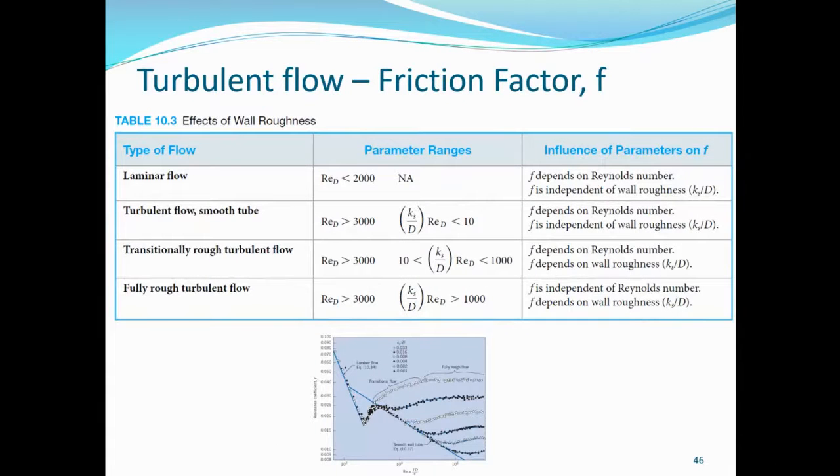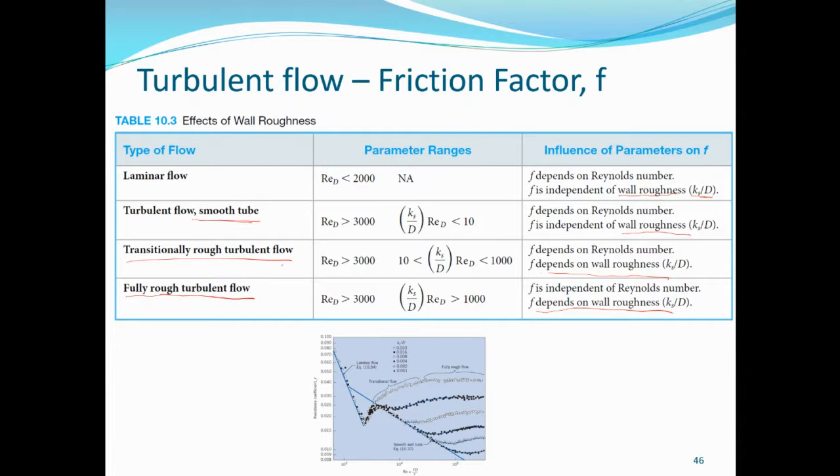Now, the effect of wall roughness. For laminar flow, the friction factor is independent of wall roughness, so it is independent of the relative roughness ks over D. For turbulent flow, it depends. For a smooth tube, because it is smooth, it is independent of wall roughness. For transitionally rough turbulent flow, it depends on the wall roughness. And for fully rough turbulent flow, it surely depends on the wall roughness.